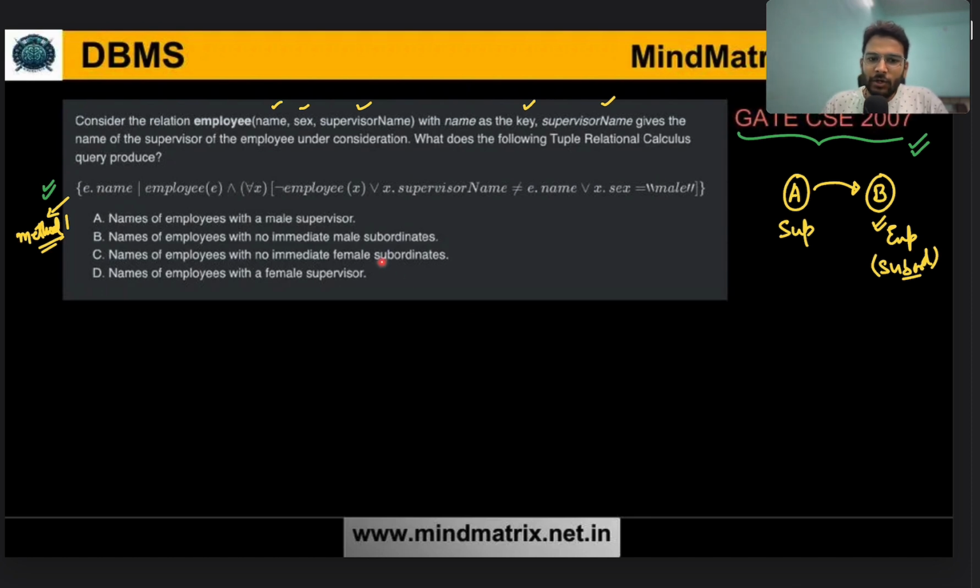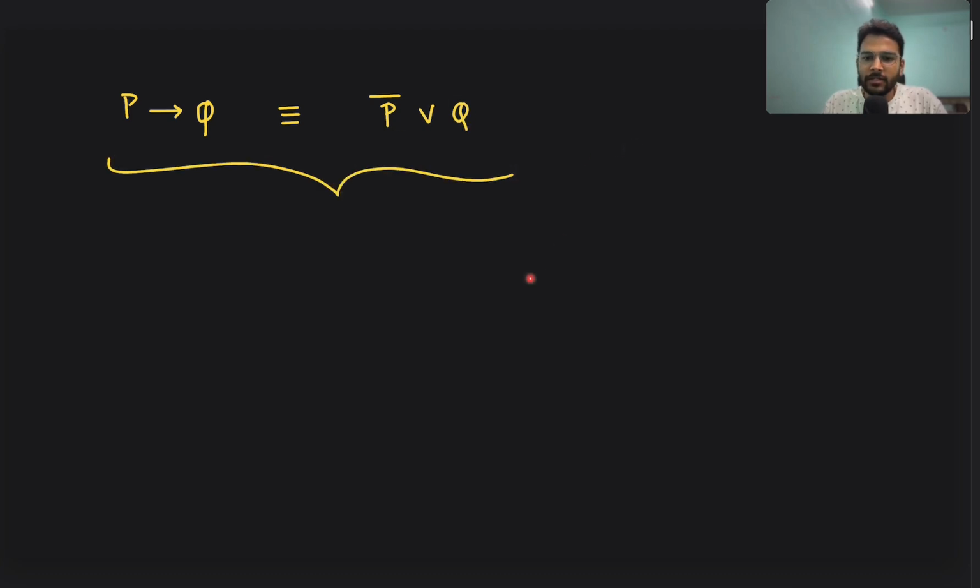Okay, so basically to understand this, let me add one slide here. We know this, that if P implies Q, that means what? That means not of P or Q. We know this from discrete mathematics, and in the lectures also we have discussed. So always be careful that the GATE professors will not give you the implication form, because if they give you this, then you will be able to decode it easily. They know where the student will get confused, right? So they will give you this thing, not of P or Q.